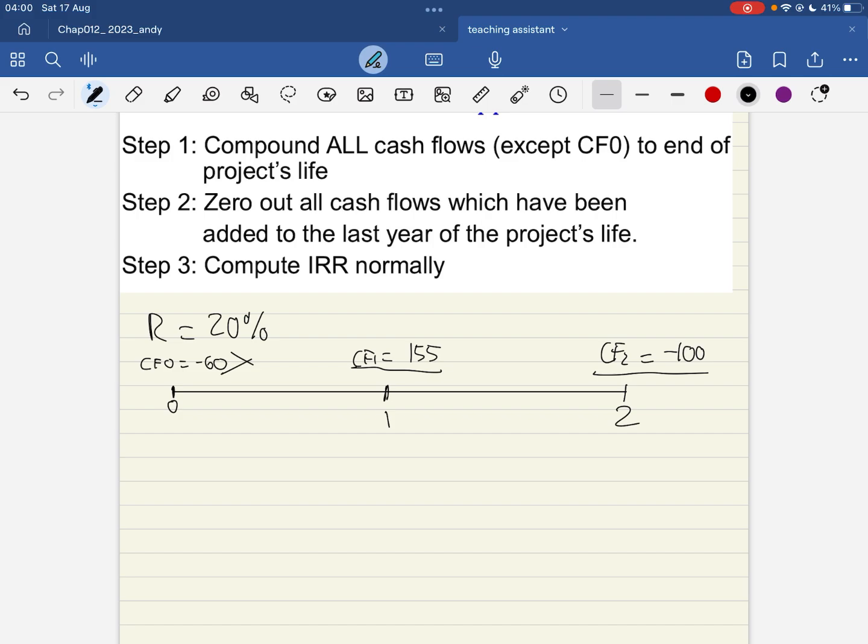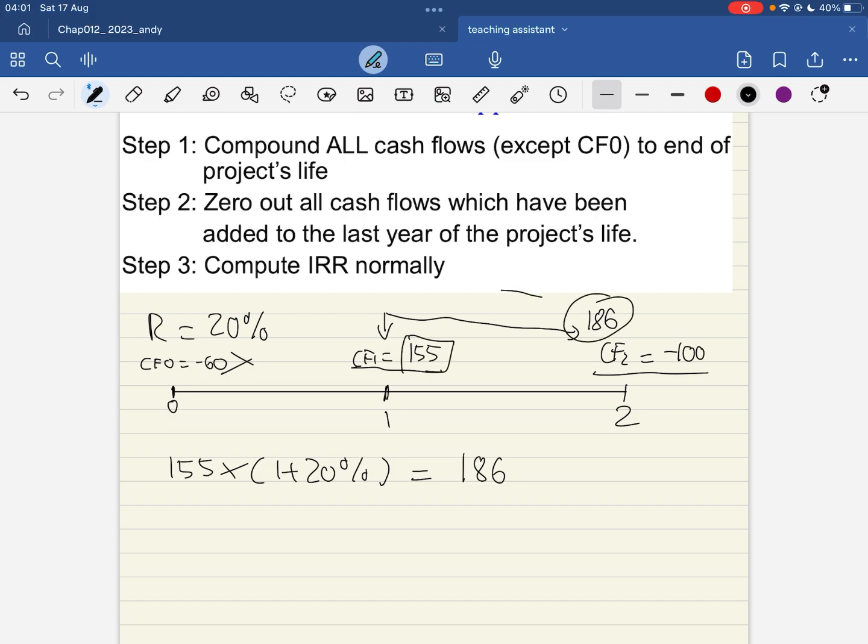This is a reverse version of the discounting approach. To compound it, because we know that the required return is 20%, CF1, which is the amount of money generated in year 1, 155 times 1 plus 20%, will be equal to 186. So $155 in year 1 will be worth $186 in year 2, after 1 year, knowing that the return is 20%.